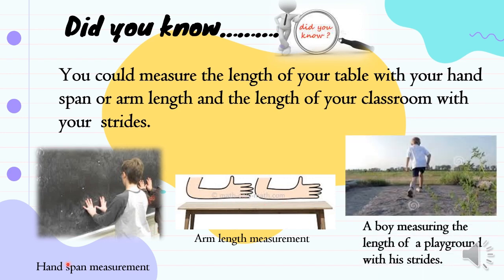Also, I can see a boy measuring the length of a playground with his strides. See how he's moving. He could equally mark each stride with a chalk on the playground, or he could use a stick to mark out how he moves his strides. You could do the same in your classroom. You can measure the length of your classroom. The length of your classroom is the longest side of your classroom. You could measure it with your strides too.